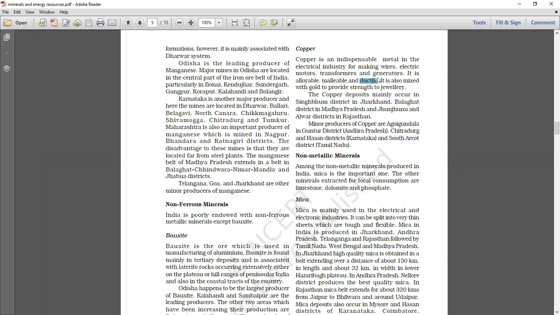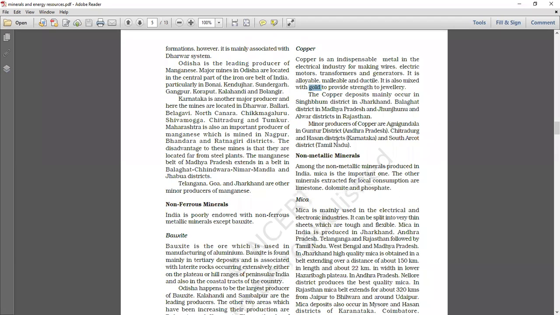And it is an indispensable material. Indispensable means it is very essential metal. It is very essential metal, and it is also mixed with gold. Gold के साथ भी, because as we all know that 24 कैरेट जो गोल्ड है वो बहुत ज्यादा सॉफ्ट होता है, उससे ज्वेलरी नहीं बन सकती. तो ज्वेलरी जो बनती है उसको थोड़े से हार्डन करना पड़ता है गोल्ड को. So it is also mixed with gold in making of jewelry.